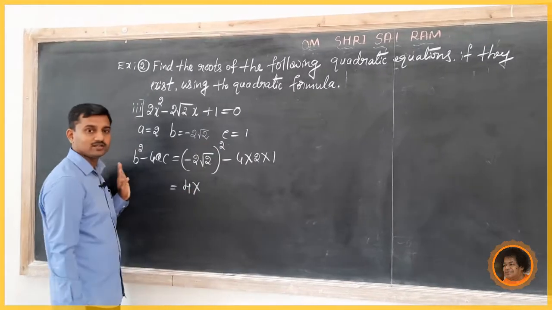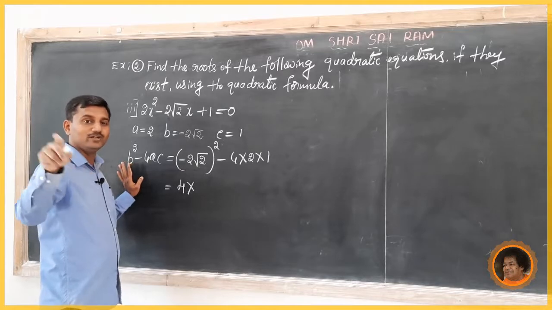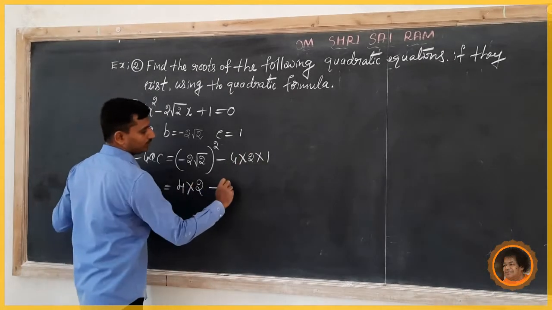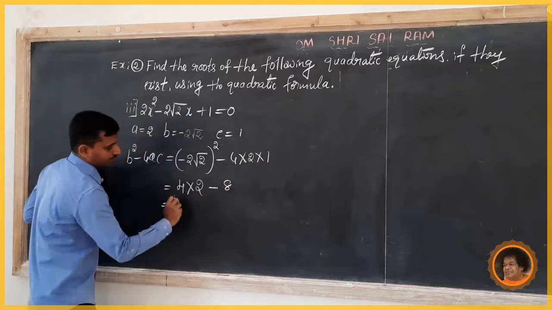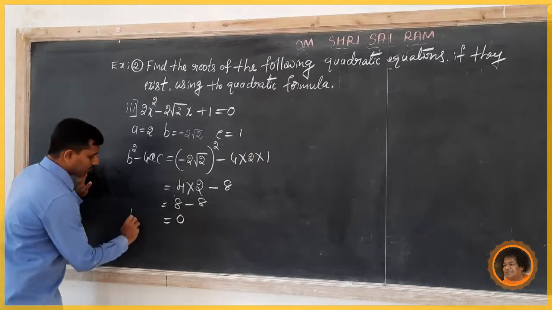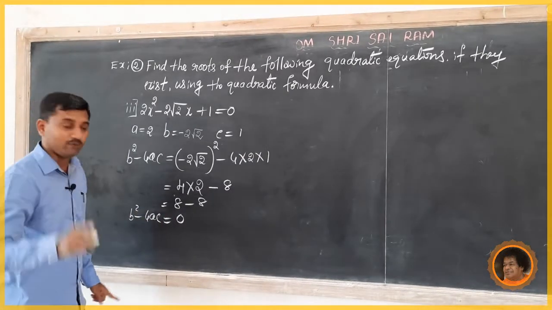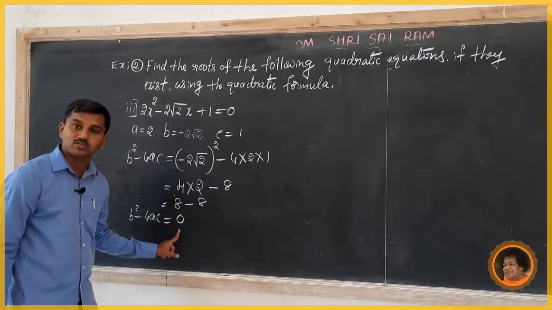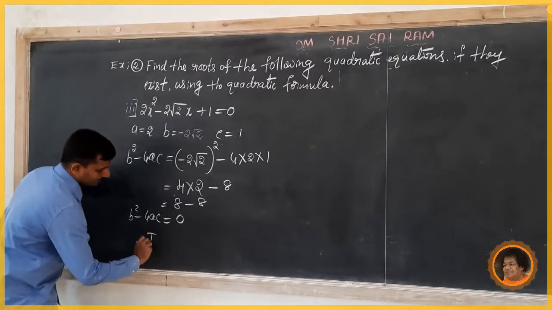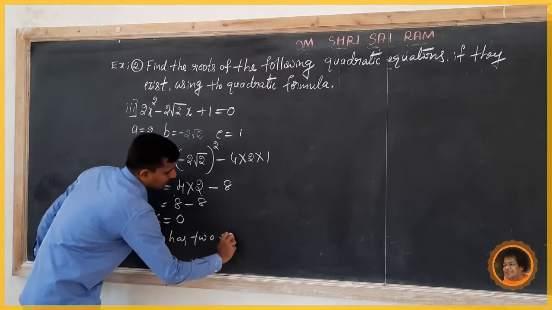What is the meaning of root 2 whole square? Root 2 into root 2, root 4. 4 square root 2, that is 2. Minus 4 into 2, 8. So 4 into 2, 8 minus 8 equal to 0. So b square minus 4ac value is 0. Suppose the value of b square minus 4ac equal to 0, it has 2 equal roots. Therefore, it has 2 equal roots.